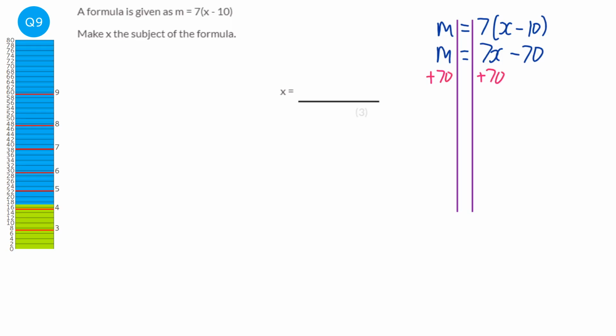So we're trying to get x as the subject. Try to get x on its own, and we're next going to divide both sides by 7. So we have m plus 70, all of that over 7 equals x. So x equals m plus 70 over 7.